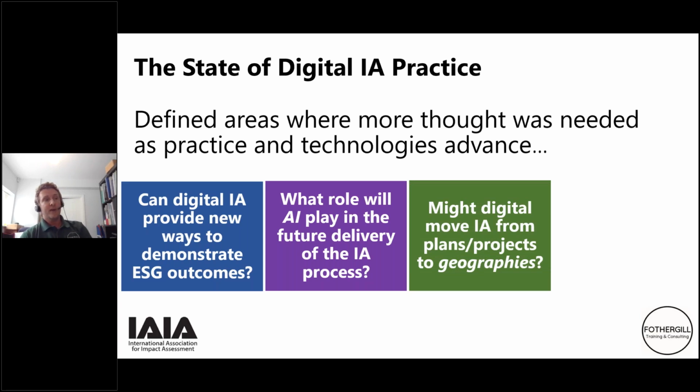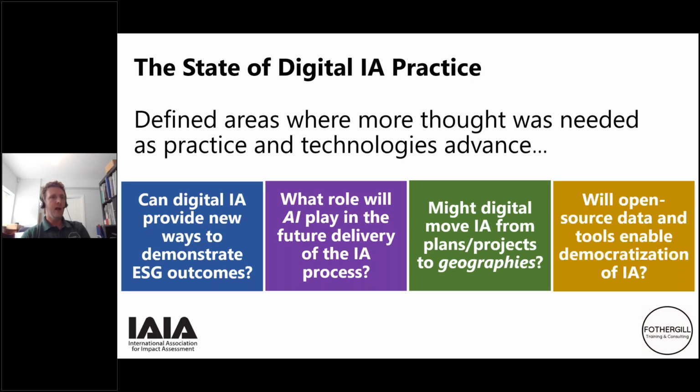There could be a question of, actually, as we move to digital platforms, do we move away from looking at plans and projects and look more at geographies? What are the current situations for the environment in different geographic areas, and what might happen as we layer plans and projects on top of them? Session 2 of this series, when we talked about the progress in Western Australia, explored those ideas. And then there is this concept of more open source data and open source tools: does that provide an opportunity for more democratization within the impact assessment process?